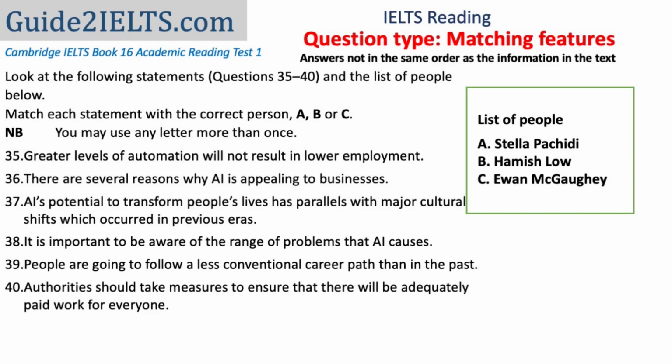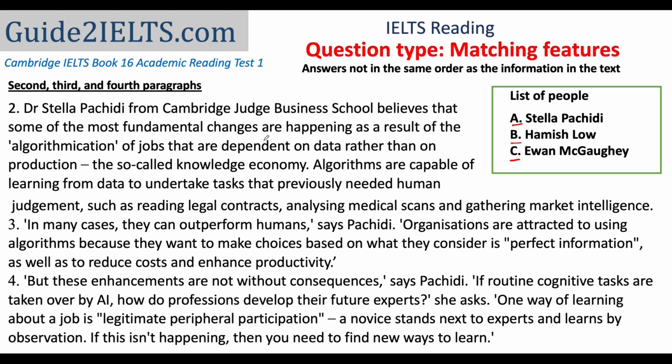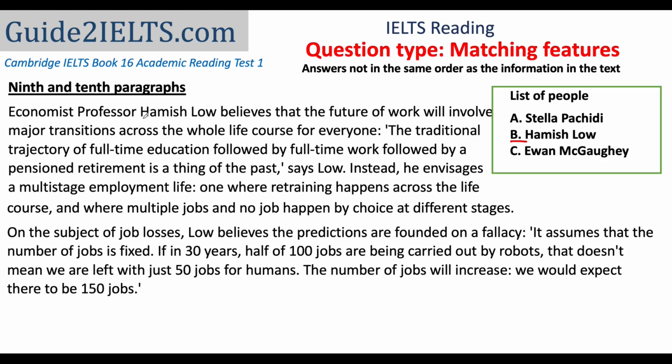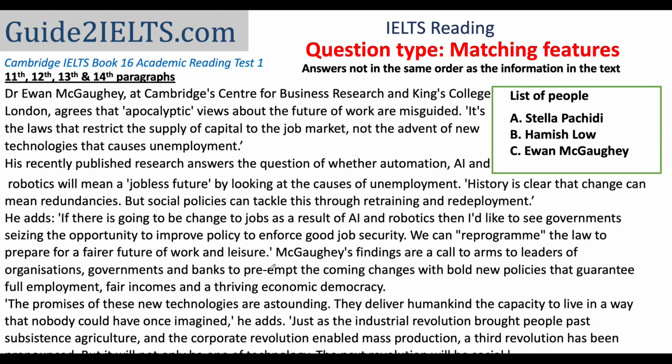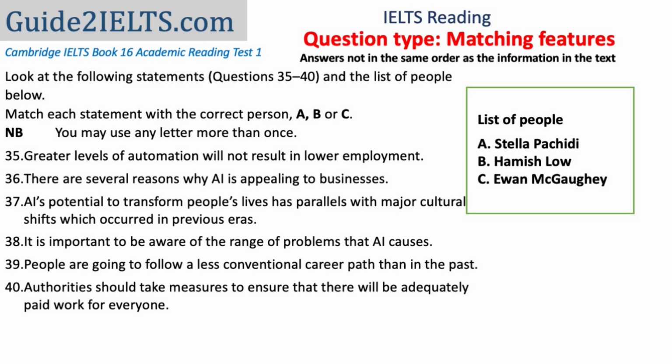We have a list of 3 people. The first thing we do is check how often and where these people are mentioned in the passage. The first name that we have in the list, Stella Pashidi, is mentioned for the first time in the 2nd paragraph, and then she's mentioned repeatedly till the 8th paragraph. That's a lot of paragraphs. Hamish Lowell, the second name in the list, is mentioned in 9th and 10th paragraphs. And 11th paragraph onwards, we see a mention of Evan McCoy. So I'll read the content for B and C before A, because there's a lot of content for A.